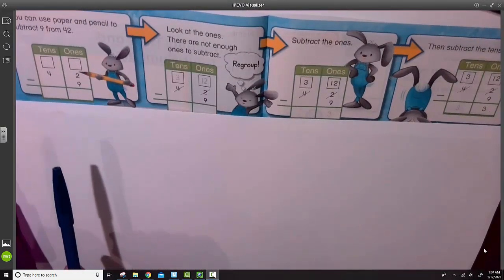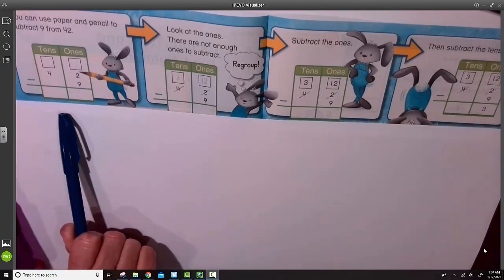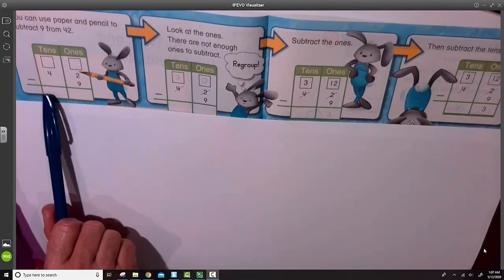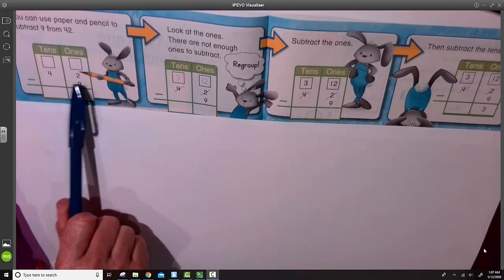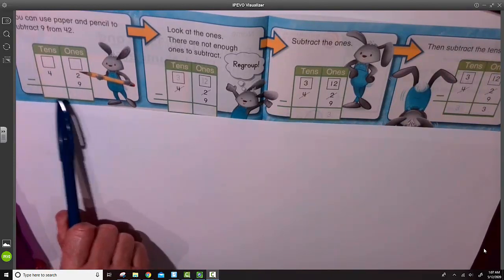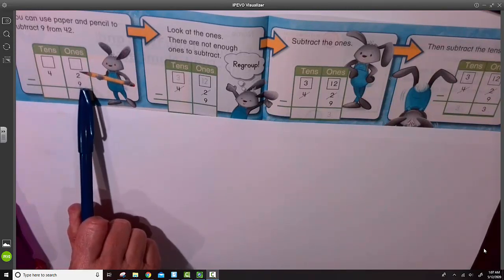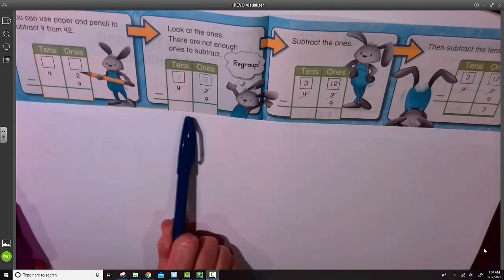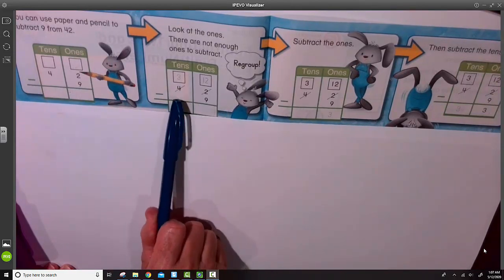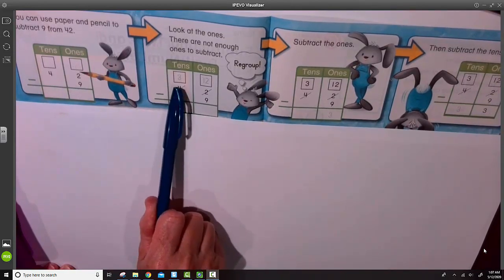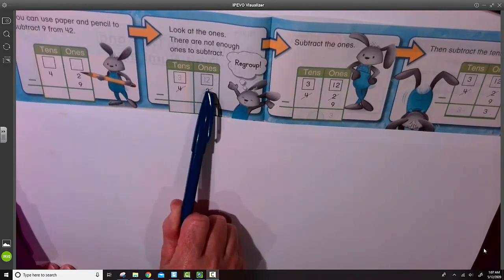Topic 9-3 eliminates the illustration or picture format, and just the algorithm remains. So for this example, we are subtracting 9 from 42. So 42 minus 9, we're looking for the difference. Again, we see that 2 ones cannot subtract 9 ones. So regrouping is necessary. Here is our next step. We regroup one of the tens, which will then leave us with 3 tens. And now we have 12 ones.